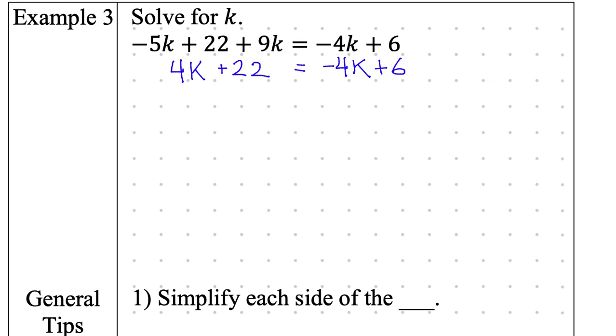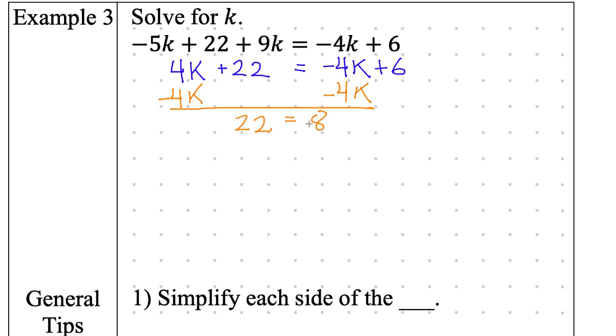Charles. Wait, what step did you do first? He just simplified both sides. Oh, okay. You simplified both sides first. So you would subtract 4k on the left side, and then you would get 22 equals negative 8k plus 6.